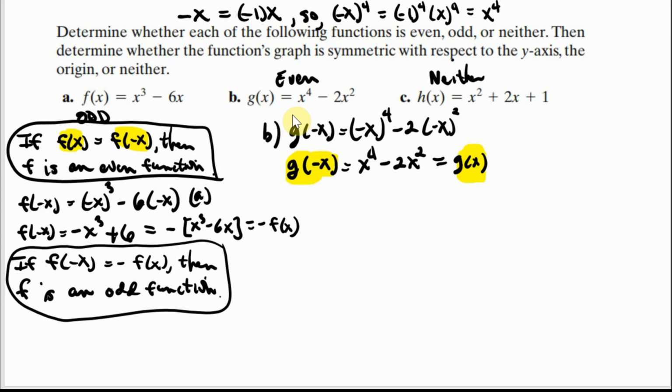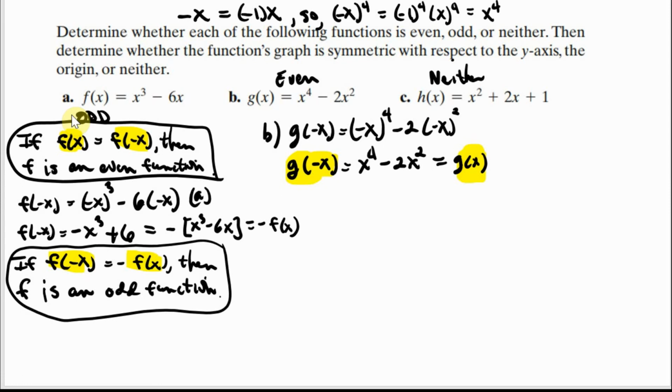And then if I have f of negative x is equal to negative times the original function, then the function f is said to be an odd function. And that's what happened for part A. Does that make sense? So what I did was just to show you two ways of doing the same thing. Now you pick the way you like, and that's good.